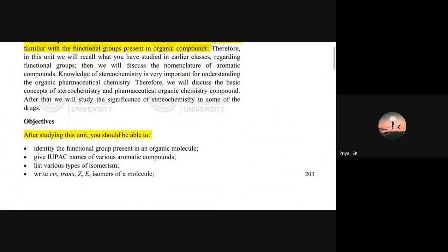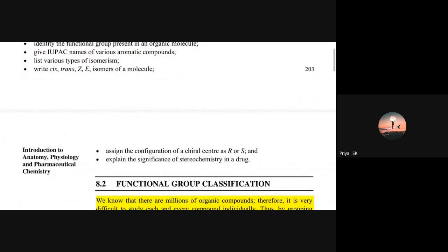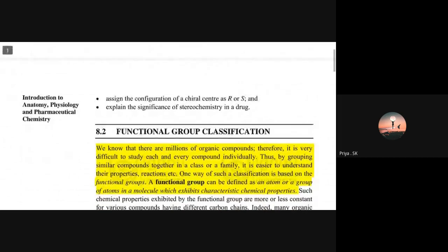After studying this unit, you should be able to identify the functional group present in an organic molecule, give IUPAC names of various aromatic compounds or organic compounds, list various types of isomers, and write cis-trans, E-Z isomers of a molecule. Assign the configuration of a chiral center as R or S and explain the significance of stereochemistry in a drug.